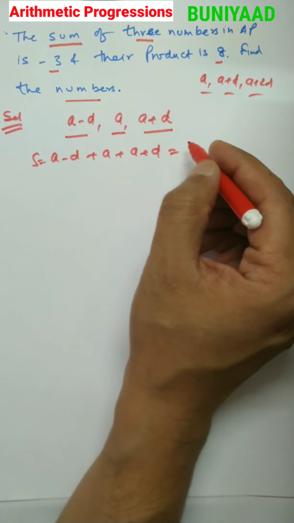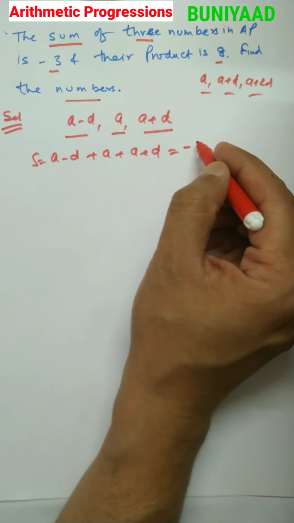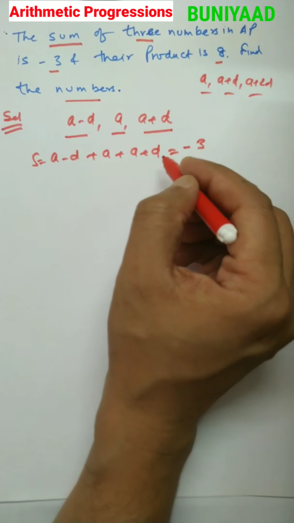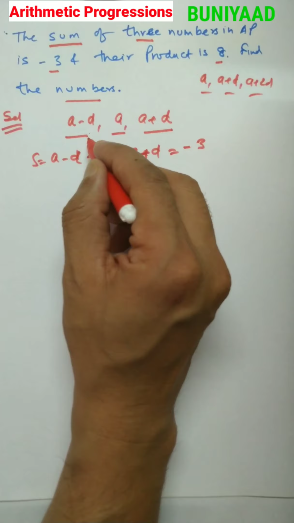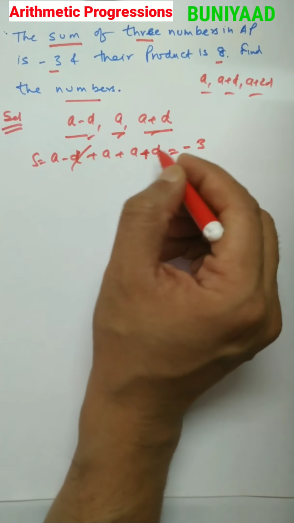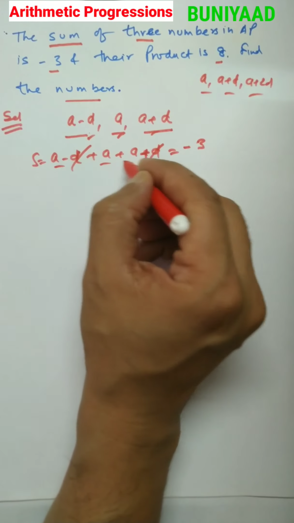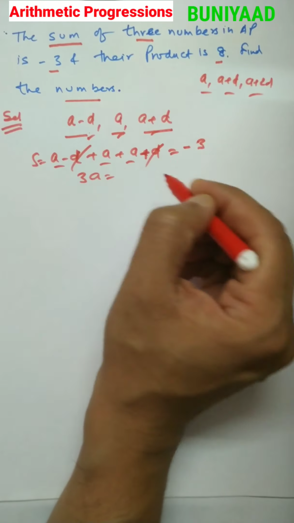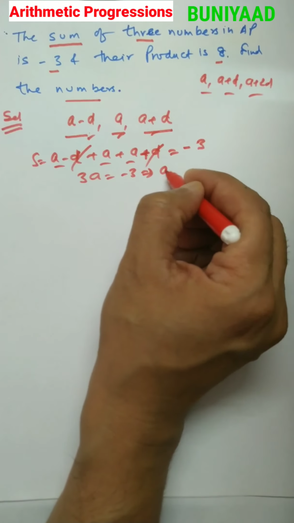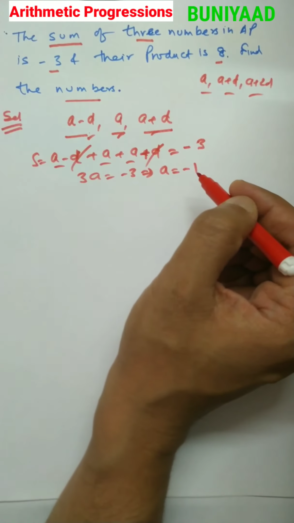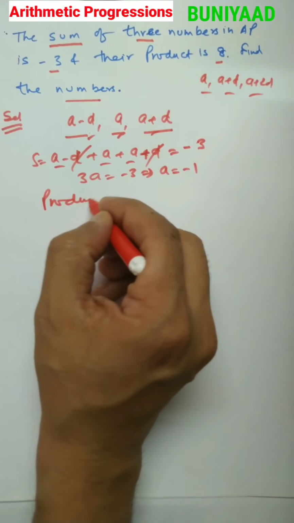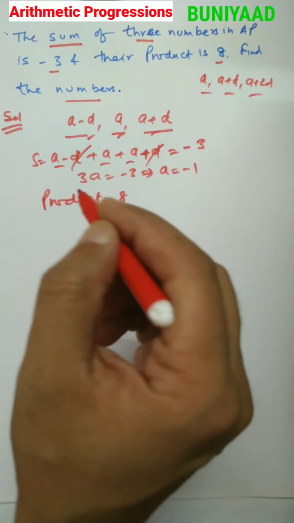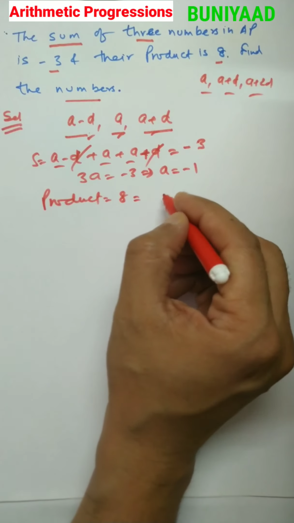What is their sum? This is minus 3. Now why have we chosen these three numbers? Because the d will get cancelled. This will be 3a equals minus 3, then a will be minus 1. Now what else is given to you? You are given the product. What is that? That is 8.